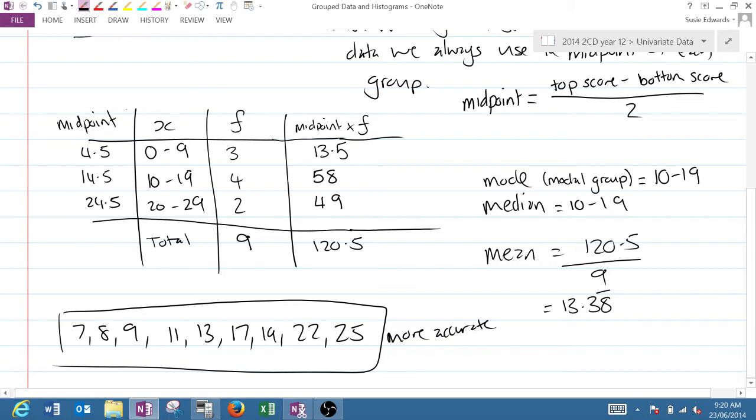Okay? The main thing I need you to get from this was, anytime you see a frequency table with group data, you need to use the midpoint to do all of the things you've already learned how to do. Okay? So such as the mean, the mode, the median. Alright? Any questions about that?